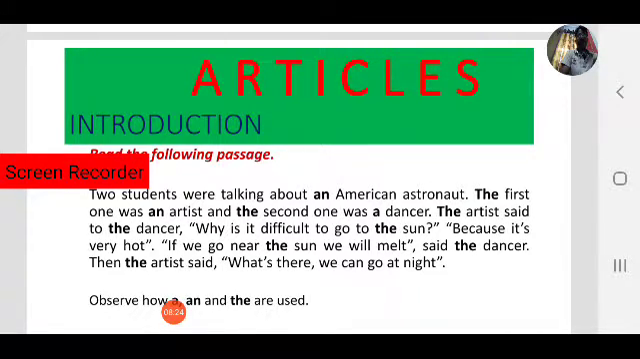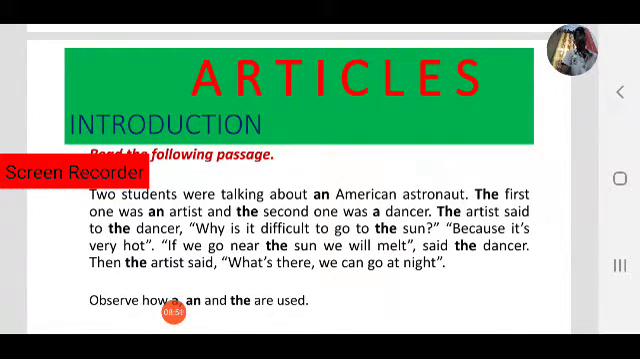So the first one was an artist here, and the second one was a dancer. Here observe the first one, the second one, we are referring to them. Already we have mentioned them in the first sentence. That's why when we are going to refer to them again, then we use the first one, the second one.